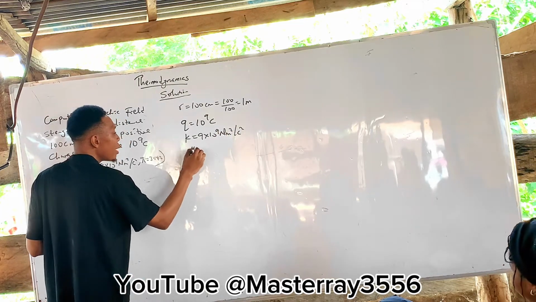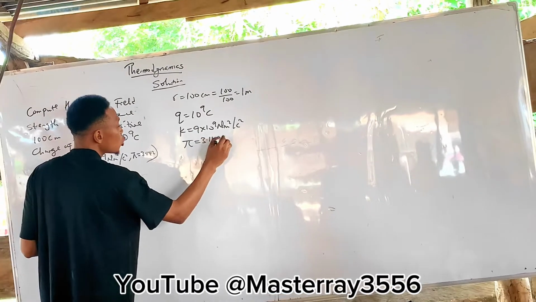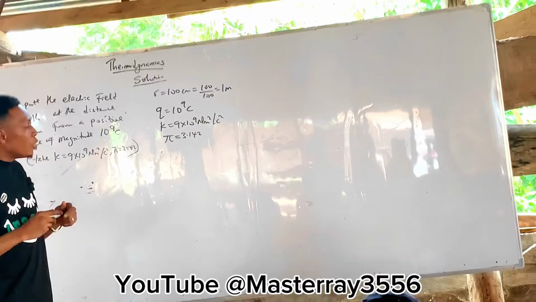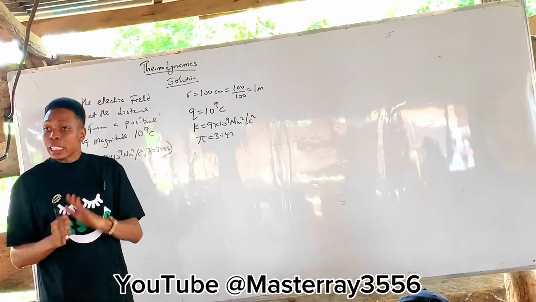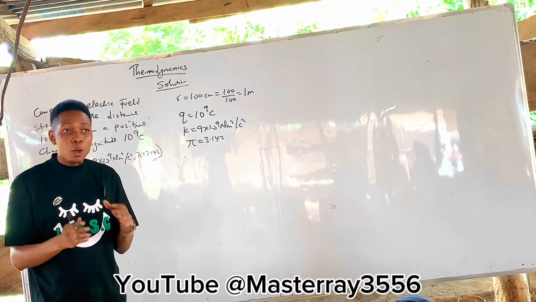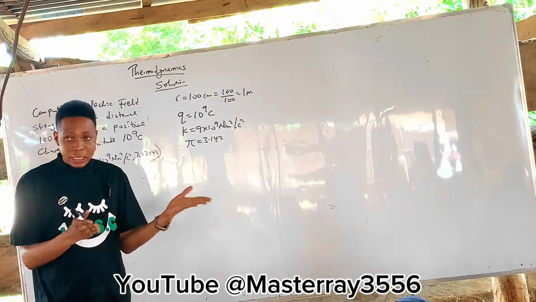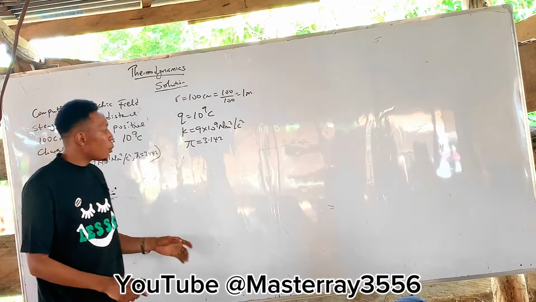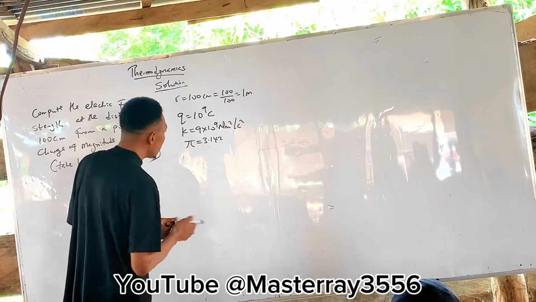You can see this time they gave pi to be 3.142. Now you can still make use of pi if you want, and you still arrive at the same answer. But that one will require you to make use of permittivity of free space. Are you following? But now there is no need of that. So you just go ahead with the question.